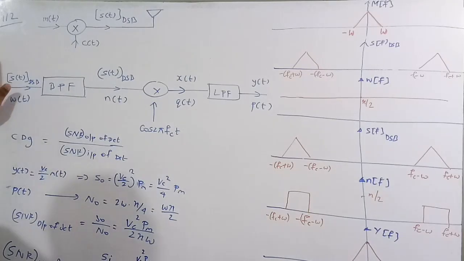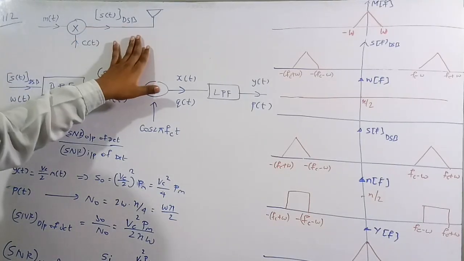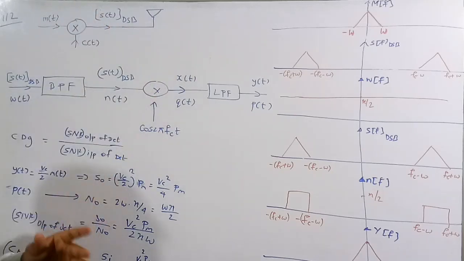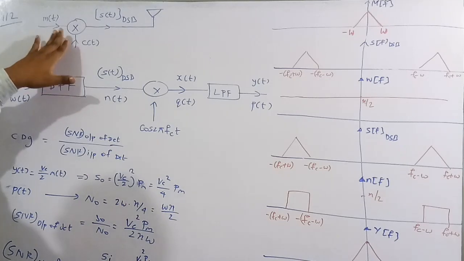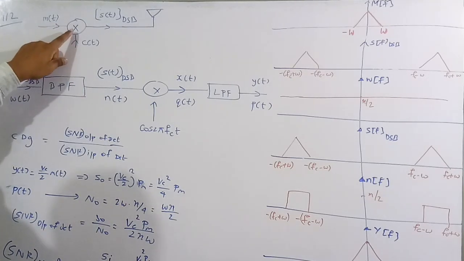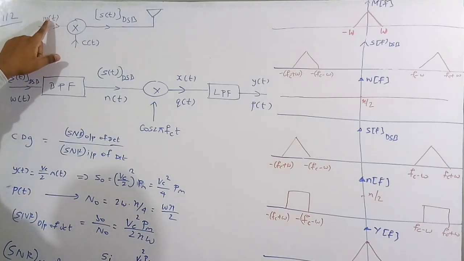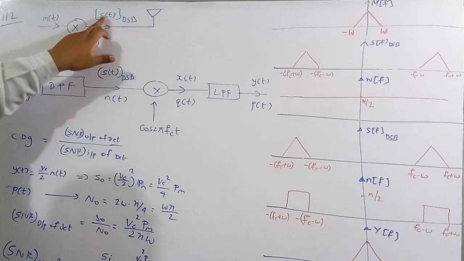Now we are going to look at this question. Listen carefully. I am going to repeat the same thing, but now I will explain it in detail with graphs also. Suppose this is a DSB transmitter. The DSB transmitter is nothing but this circuit, which multiplies the message signal and the carrier signal. Therefore, S of t DSB.